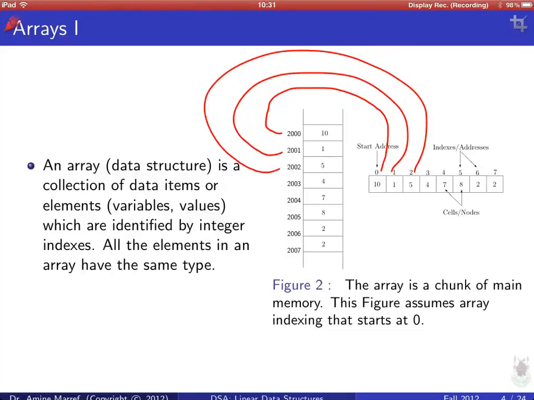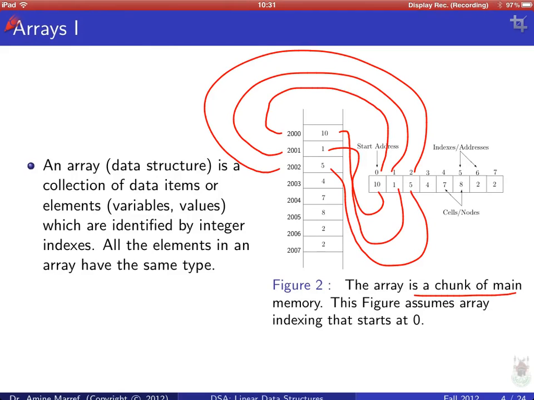Okay, so if we want to say x equals A of 2 in your Java code or any high-level programming language code, what does that mean? When the program is compiled and its object code is inside memory, what does that mean?